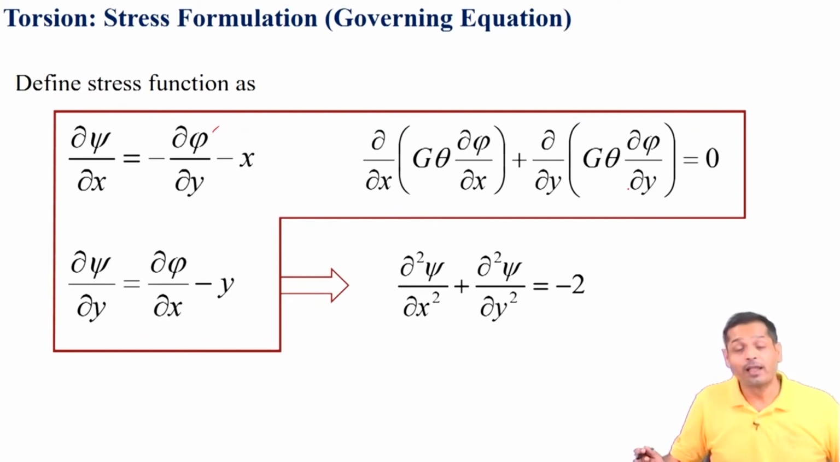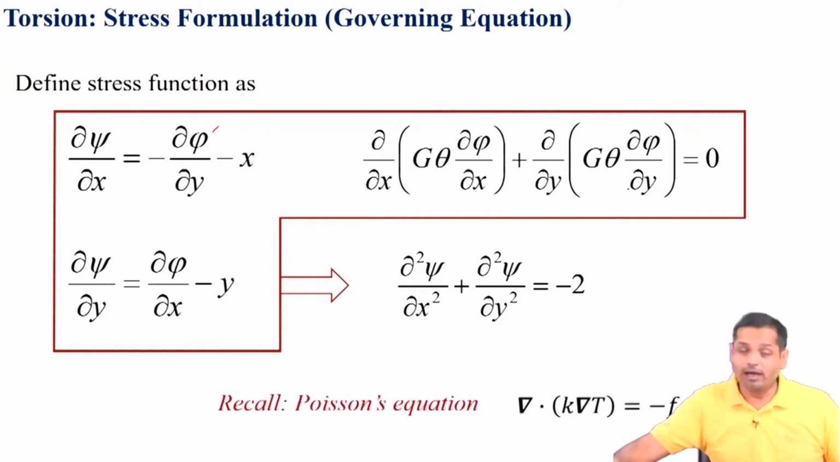And if you recall, this is the equation we have seen, that this is the Poisson's equation, isn't it? So in this, f is equal to -2, this is how the -2 term comes, and k is equal to 1, and t is psi here, which is the field variable, the primary variable we need to determine. Now this is the governing equation on the entire domain.